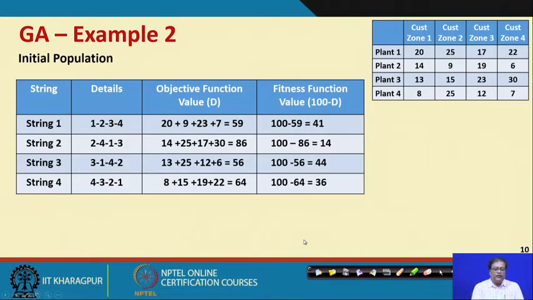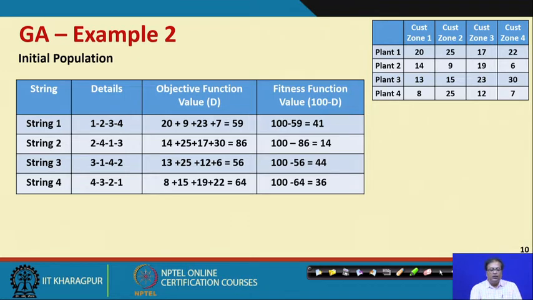So, with that, now let us see, these are the strings. This is the distance values, and 100 minus d, those are the fitness functions. This was the original matrix. For all the strings, we compute the fitness values, very simple.